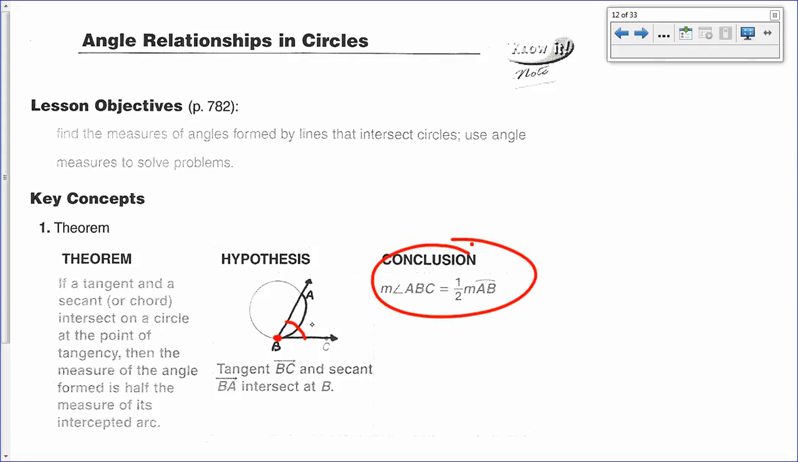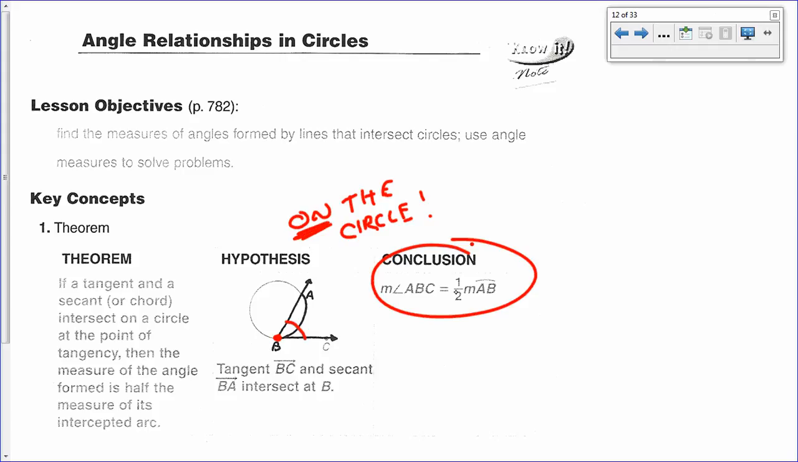So here's your arc AB. This angle here will be half of that arc. So if the vertex is on the circle, write this down.